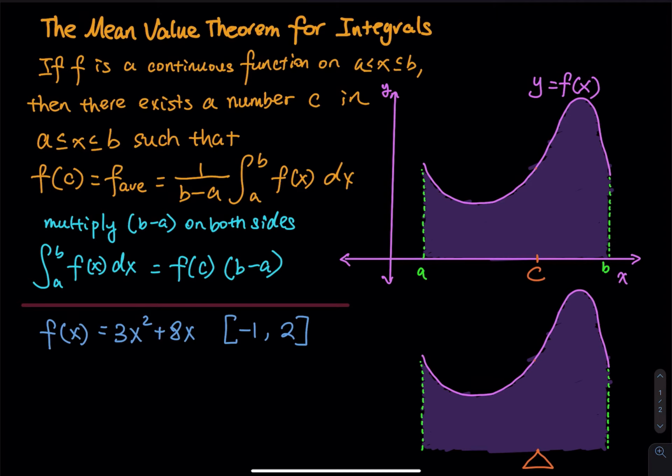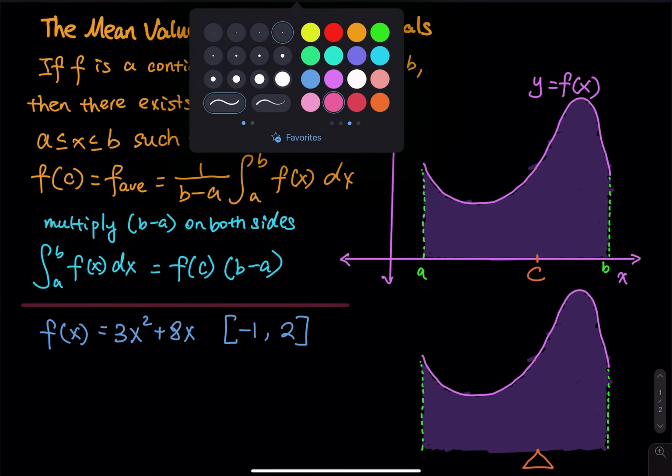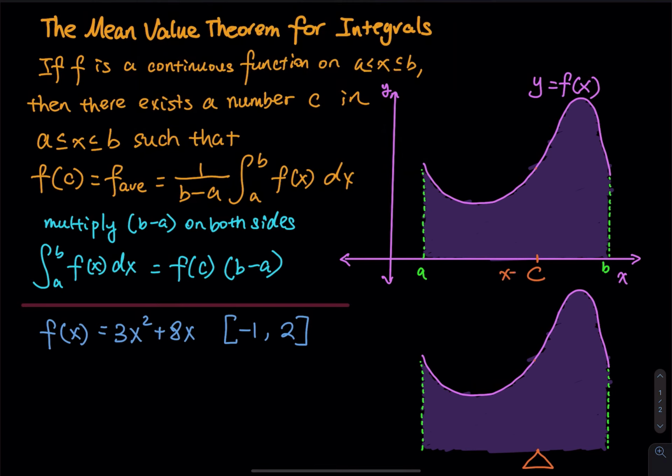So let's find the corresponding y value. We have x equals c. I should match the color code. So we have x equals c. The corresponding y value is over there, right? And the corresponding y is f of c.